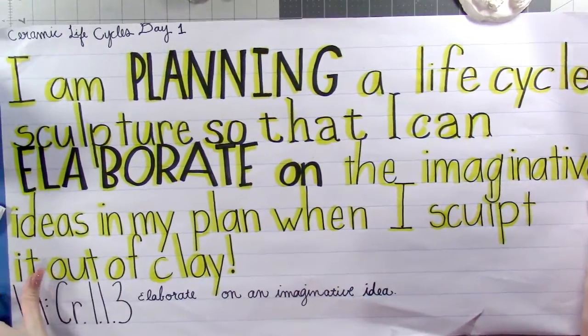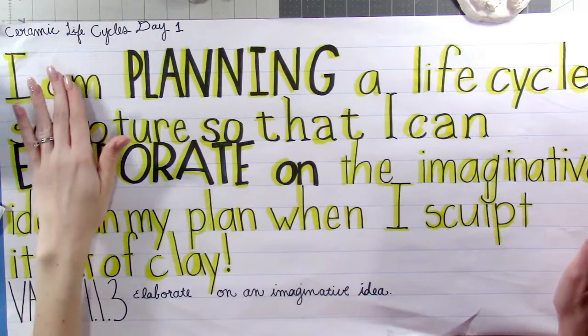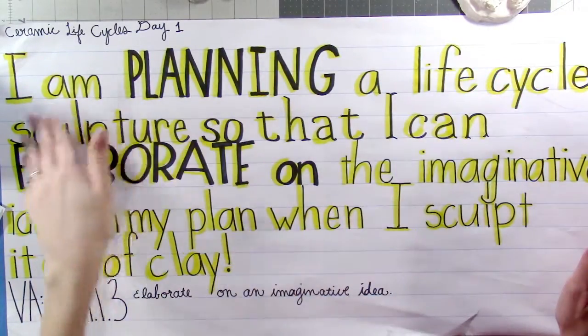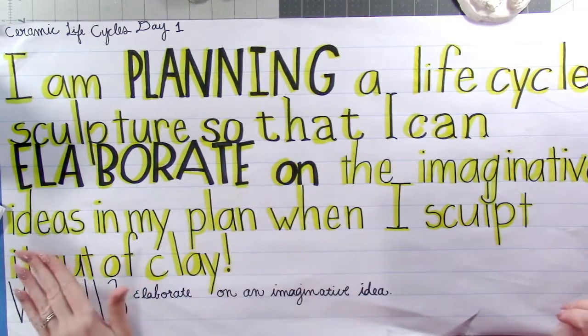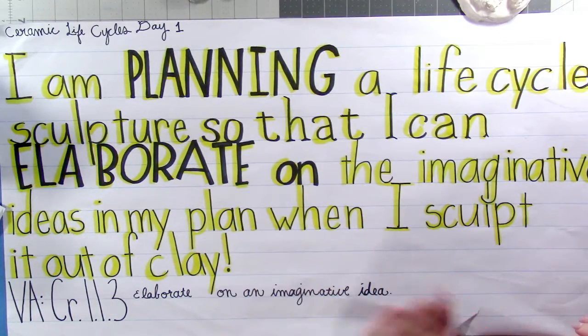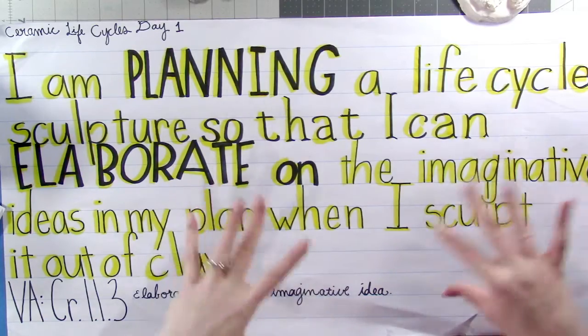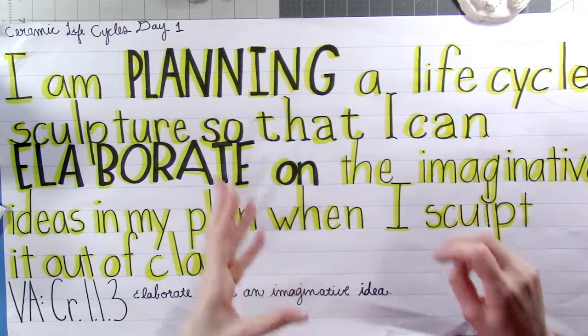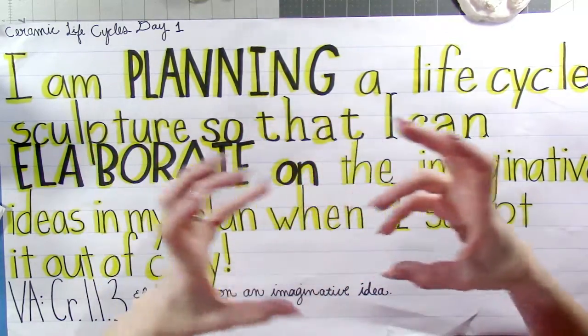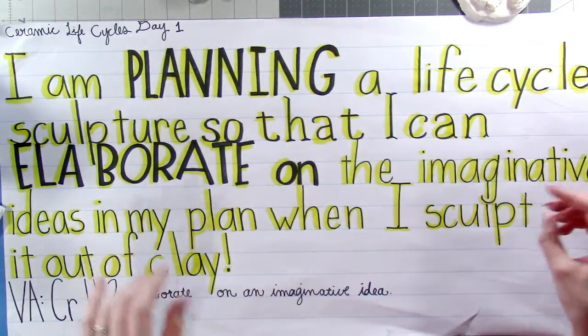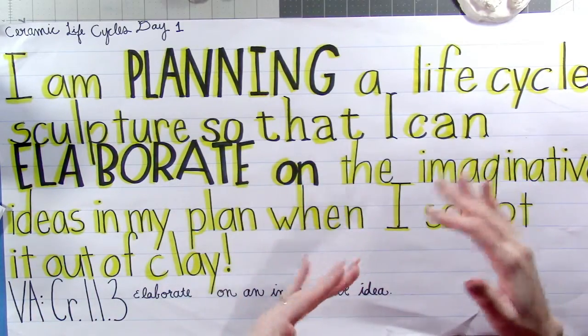So let's read our objective for today. I am planning a life cycle sculpture so that I can elaborate on the imaginative ideas in my plan when I sculpt it out of clay. Elaborate just means to build on it. So today, when we do our drawing, we want it to be nice and simple, and then we're going to elaborate on it, okay? Which means we're going to just push it a little bit further and build on our idea.